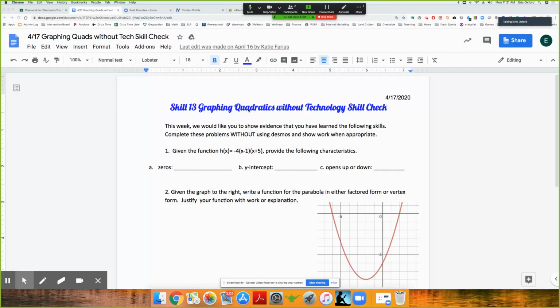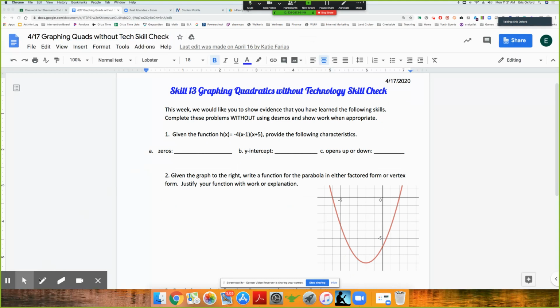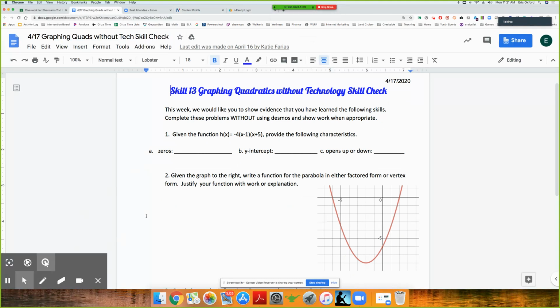Okay, we are doing a lesson on graphing quadratics without technology, and it looks like I don't have Cami here, which is a bummer. So we're just going to use the annotating here. I'm going to try and use my new pen. Okay, so I'm just going to read this, okay? Stop me if you need to, okay?